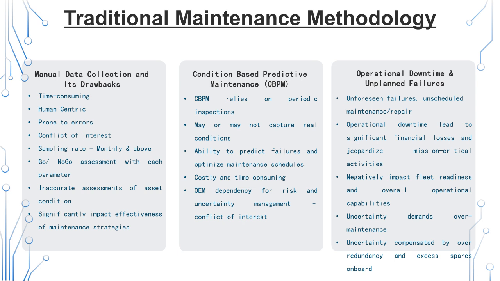Condition-based predictive tools are added to the traditional maintenance methodology, which relies on periodic inspections to assess the condition of the equipment. With a wider sampling rate, the actual condition of the equipment may not be captured at all times. It can predict failure and optimize the maintenance activities despite being cost and time consuming. Maintenance decisions sometimes are challenging to be taken for the risk of uncertainty involved. Thus, the OEMs are called upon to absorb this risk despite the very prominent existence of the conflict of interest.